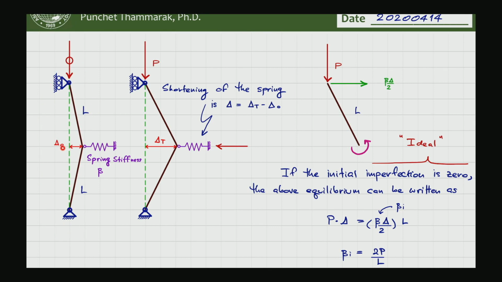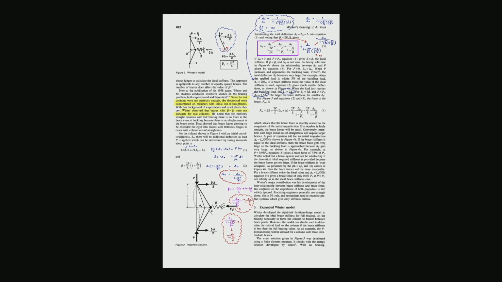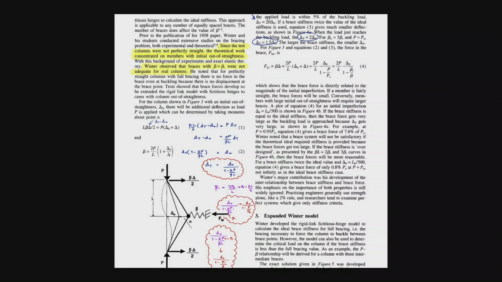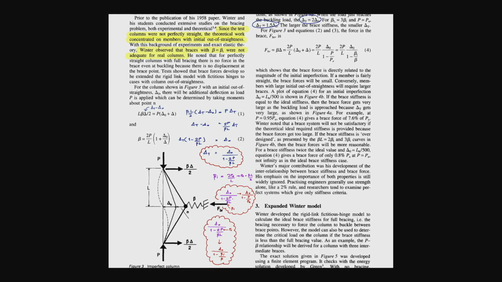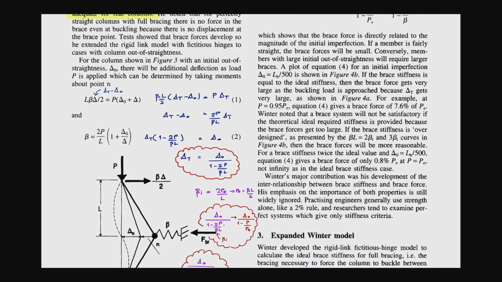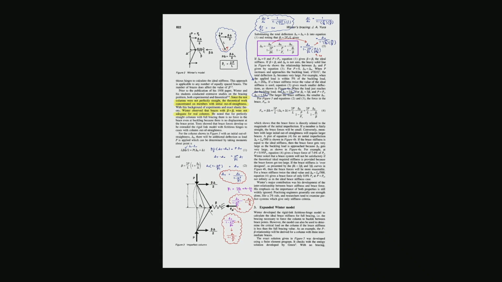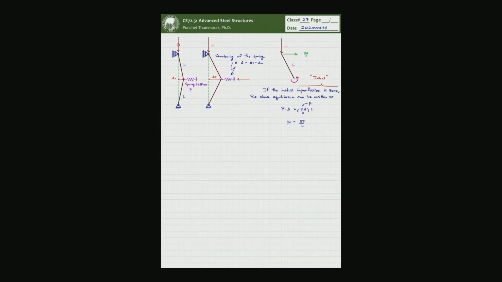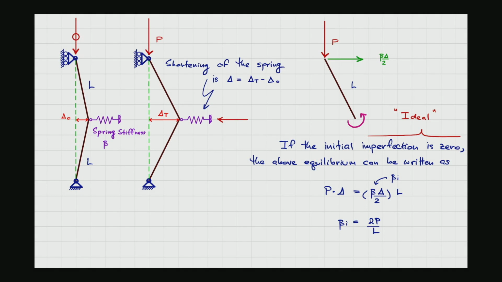It comes with the initial imperfection delta naught, and the delta naught can be represented in terms of the length, something like the length divided by 500, whatever number, but it can be defined in terms of the length. And the column is attached to the spring. This spring is the brace, so the spring stiffness is given by beta.